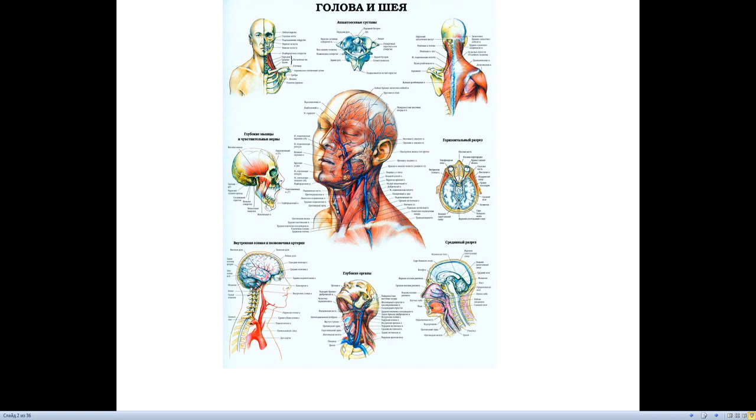Topographical anatomy of the head, or clinical anatomy of the head. The head is bounded from the neck by the line which passes along the inferior margin of the lower jaw, the apex of the mastoid process, the superior nuchal line, and the external occipital protuberance.